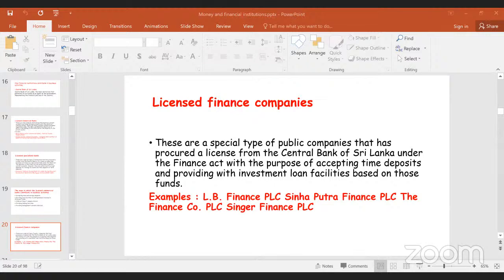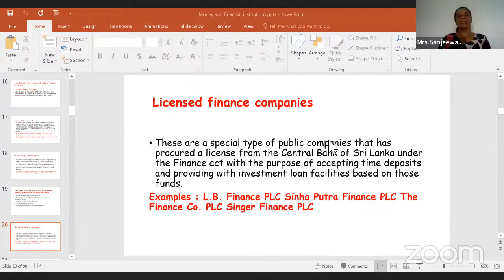Right, children. So these are licensed finance companies. Okay, so now examples are LB Finance, right? Singhaputra Finance, Singer Finance. These are some of the finance companies. Then we'll see the next one.